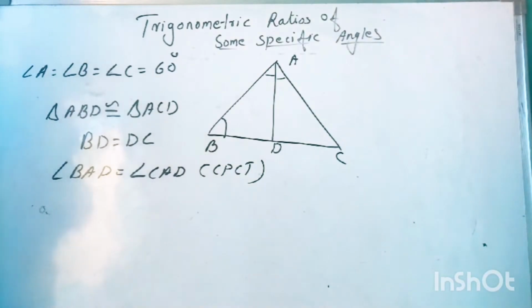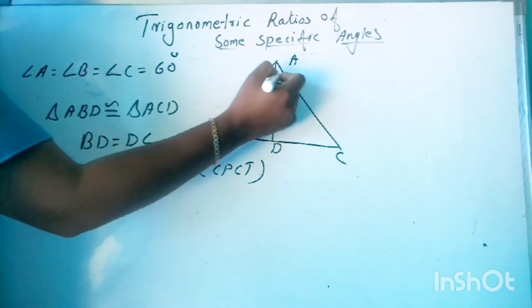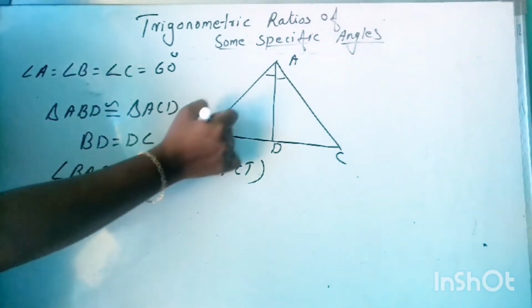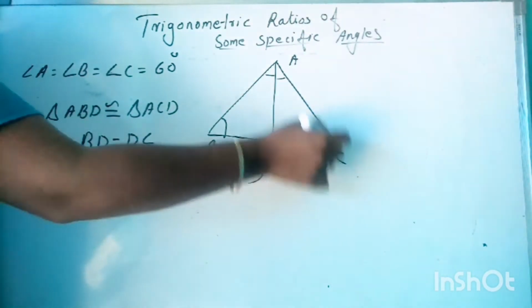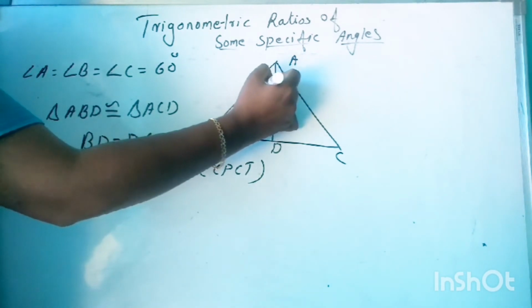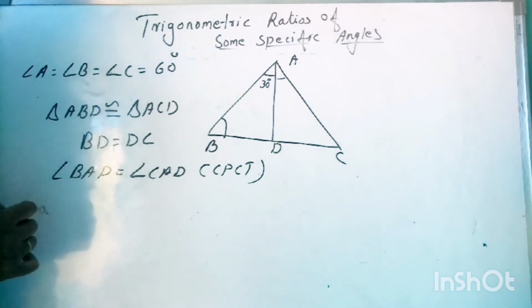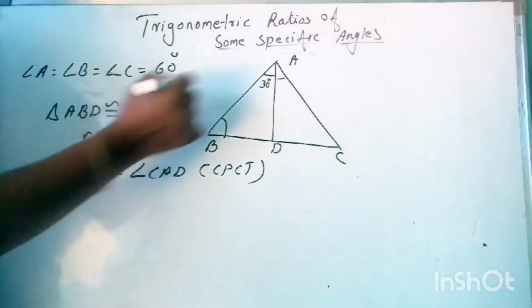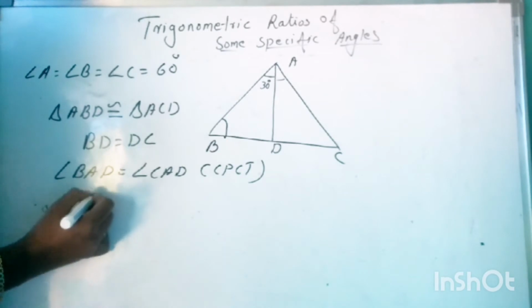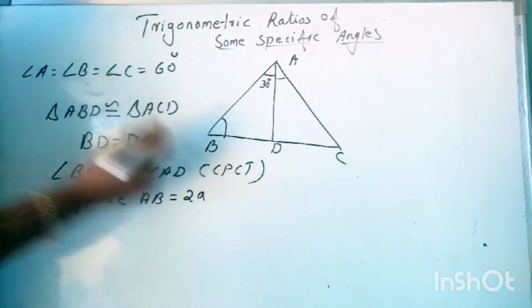Okay. Now, since angle BAD equals angle CAD, and the total angle is 60 degrees and these two are equal, this angle is 30 degrees. Now, suppose AB equal to 2A. We are going to suppose that AB equal to 2A.